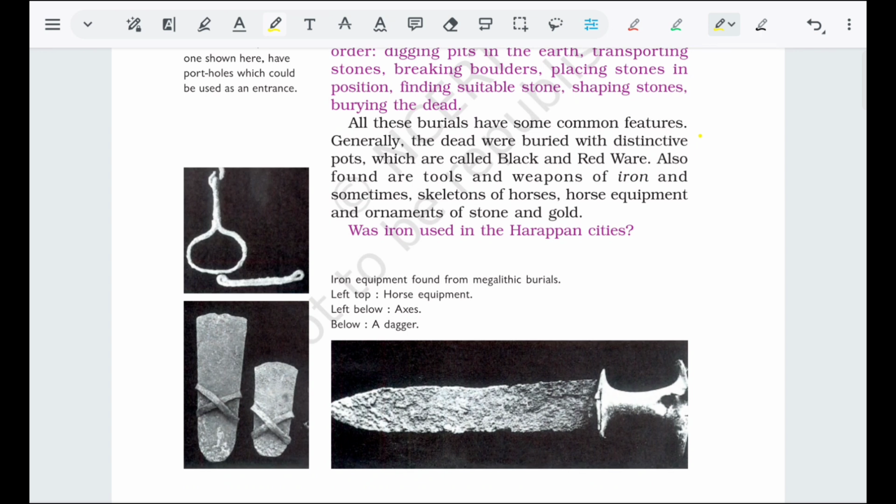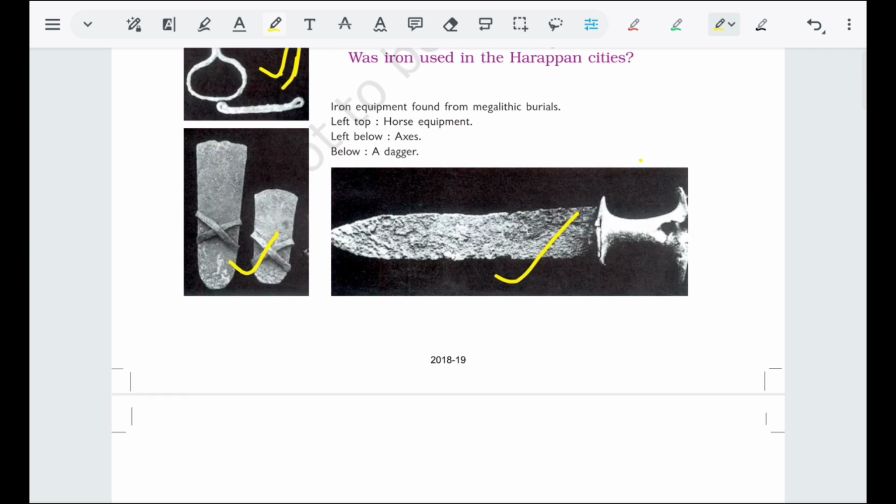And equipment is also found, like the iron equipment found from megalithic burials. These are the iron equipment: left, horse equipment; left below, an axe; this is an axe, and this is a dagger.